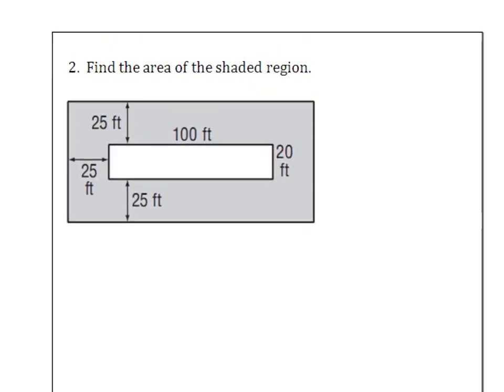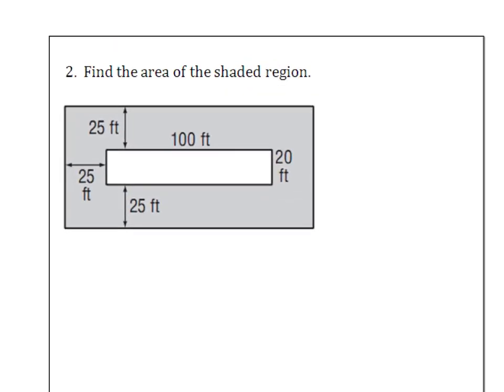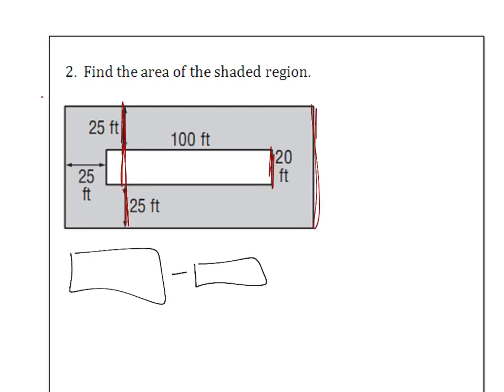So this one, figure out the area of the shaded region. Again, I want to take the area of the big rectangle and subtract the area of the little one in here. They tell me that this is 25, this is 25, this is 25, and this is 20. So this outside length here is going to be 25, 25, and 20, which makes that 70 feet.